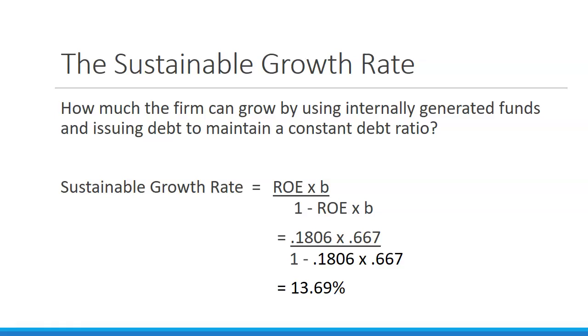So we put those numbers into our calculation and we get a sustainable growth rate of 13.69%. That sustainable growth rate is the maximum possible growth rate we can achieve while maintaining a constant debt to equity ratio. This means that we would not change our debt to equity ratio. If we are willing to take on more debt and change our debt to equity ratio, that growth rate would be different. We will look more at debt to equity and the capital structure of companies in a future chapter.